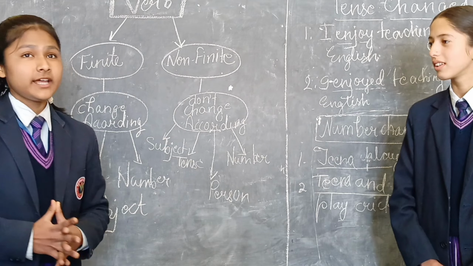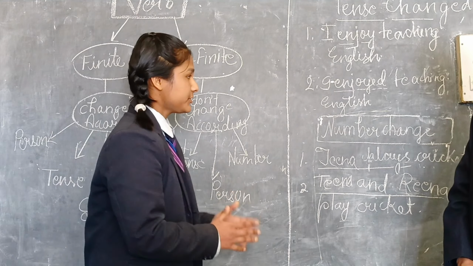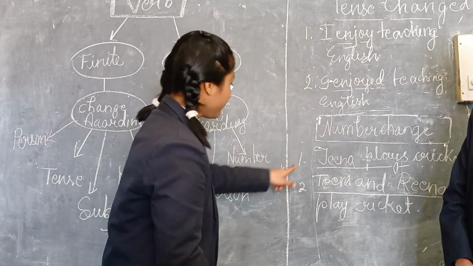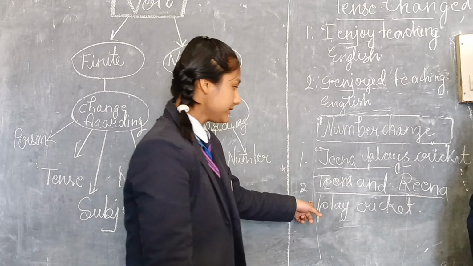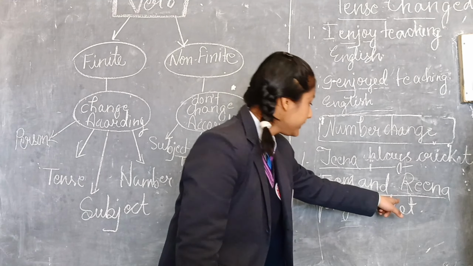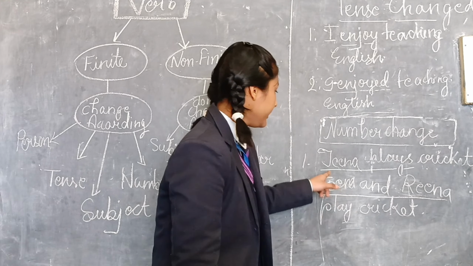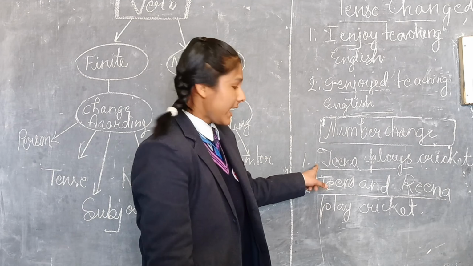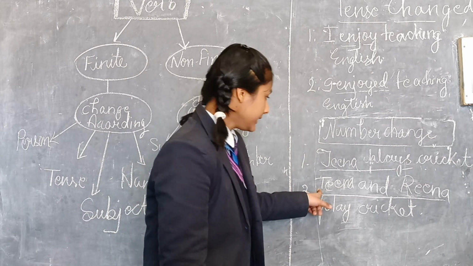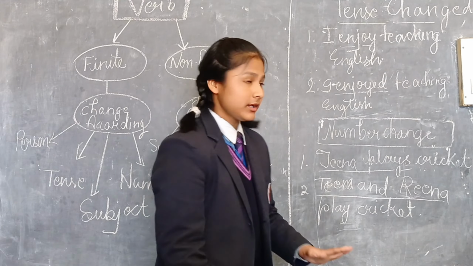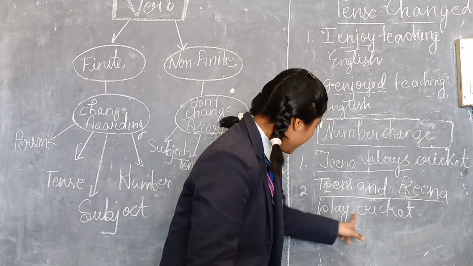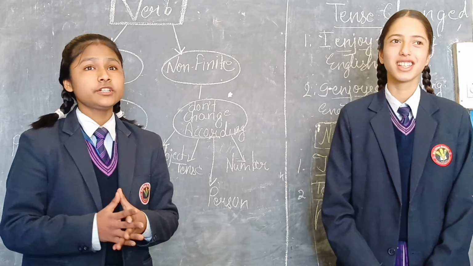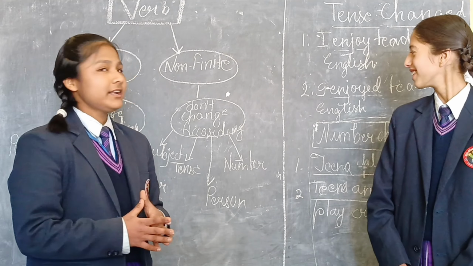So now we are going to do some examples of verb change according to number. So the first example is Tina plays cricket. The second example is Tina and Reena play cricket. Here Tina is singular, and in the second example there are Tina and Reena both, which is plural. So now the verb is changing. Here it will be plays and here it will be play. So these were the examples of tense change and number change.